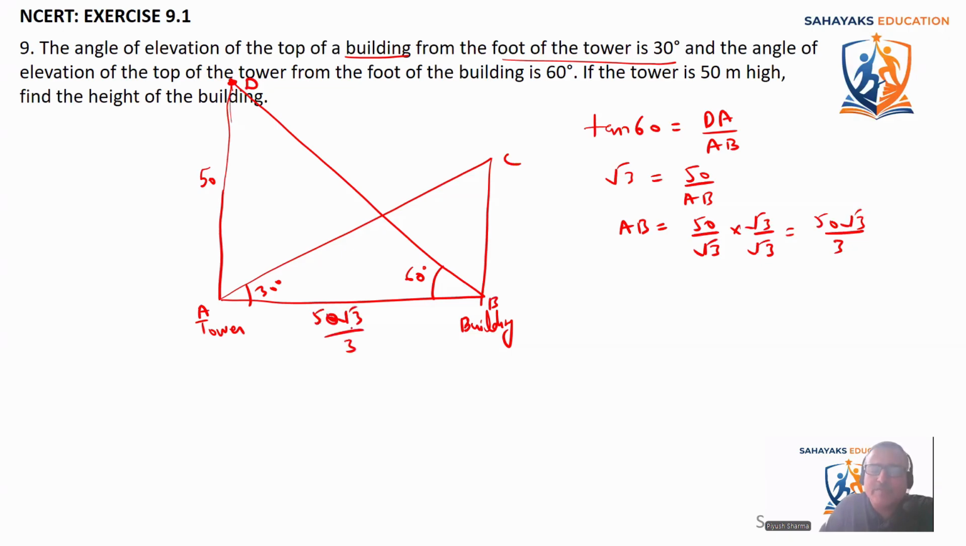But we are not computing it. We are not calculating 50 multiplied by 1.732 and then dividing by 3. We are not doing it as of now. We'll do it at the end.